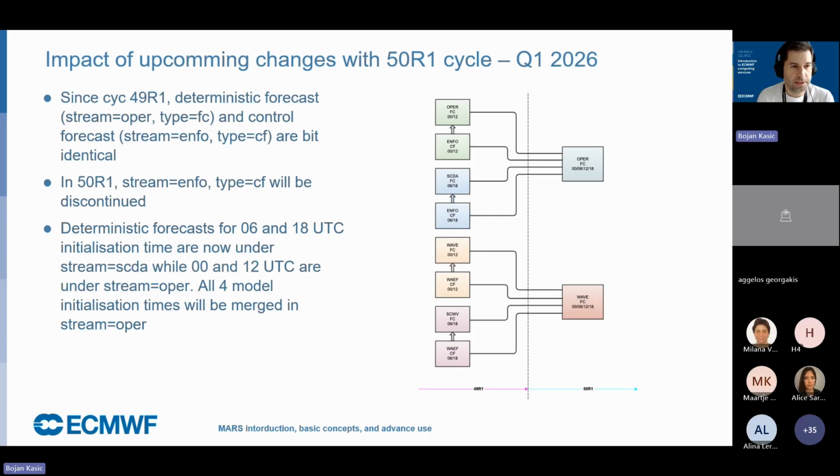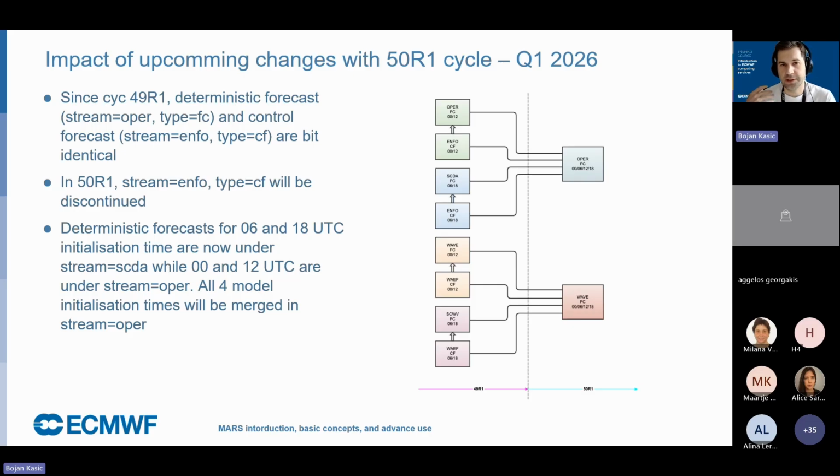Also, another thing is that we are now keeping data produced at 6 and 18 UTC cycles under a different stream, which is called SCDA for atmospheric forecast. And then we keep the main cycles 0 and 12 under stream oper. So we will merge those two. Everything will be under stream oper. So in the end, things will be much simpler from the Mars side, for the users, than they are now. But there will be this change.